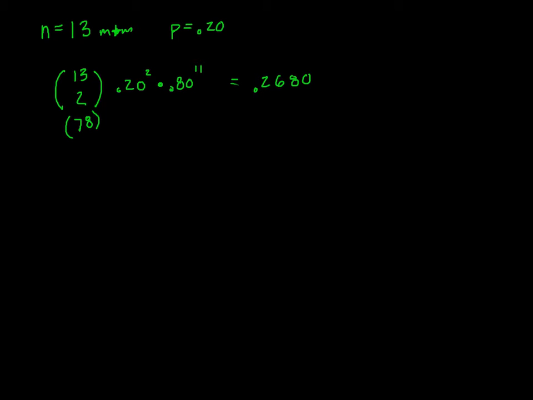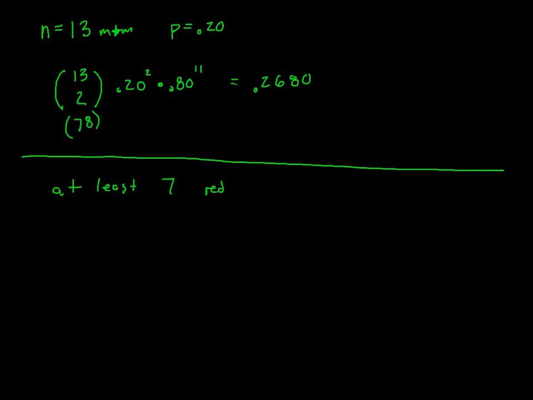Now, hopefully that makes a lot of sense. We could also talk about another example, where we ask, what's the probability that you have at least 7 red M&Ms? Remember, at least means 7 or more. So this means 13 choose 7, or 13 choose 8, or 13 choose 9, or 13 choose 10, or 13 choose 11, or 13 choose 12, or 13 choose 13.